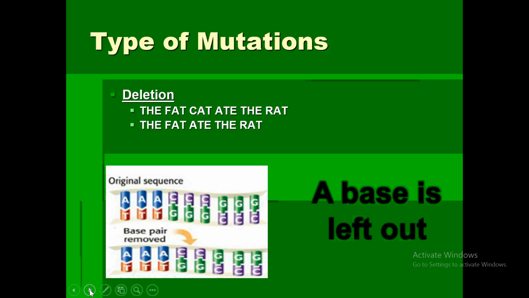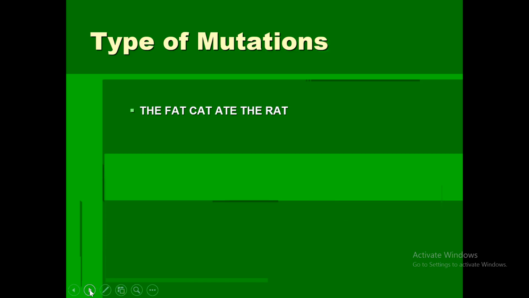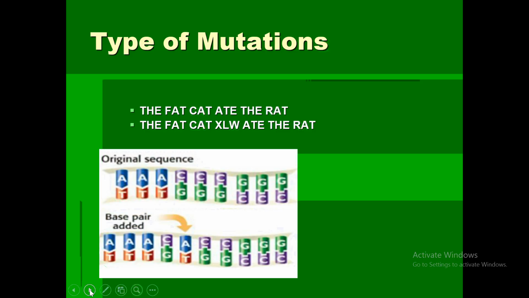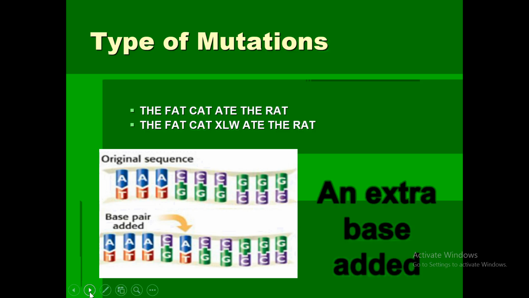All right, here's another example. The fat cat ate the rat. Fat cat XLW ate the rat. So now we have something different. Something was added. So in the example, your original base pair here, and then we look at our new base pair, and now we have an A to T base pair in our DNA. So here we have a base pair was added. So I want you to put, where it says an extra base, put extra base pair added.